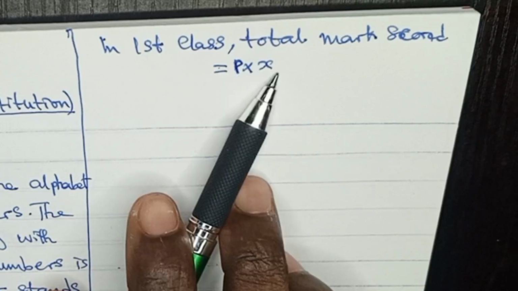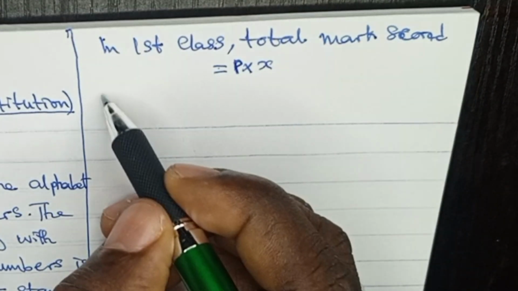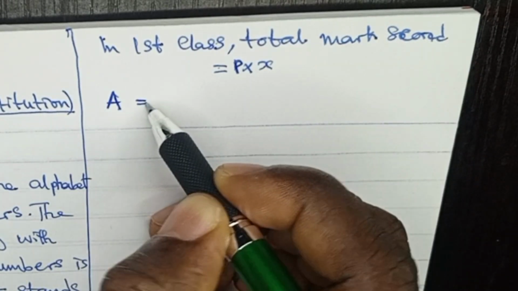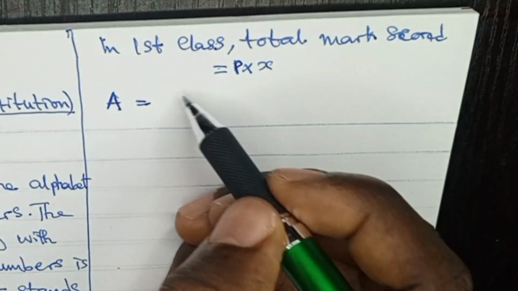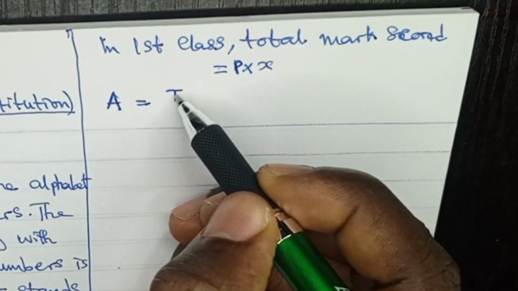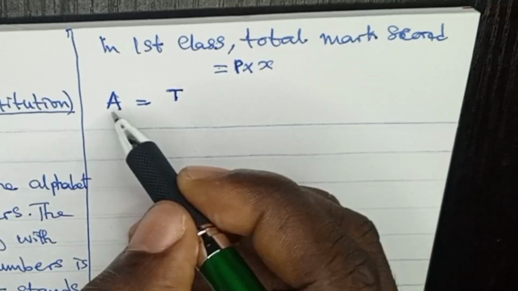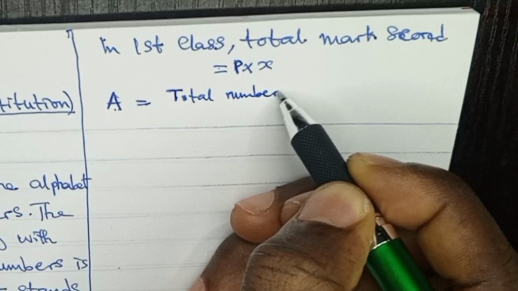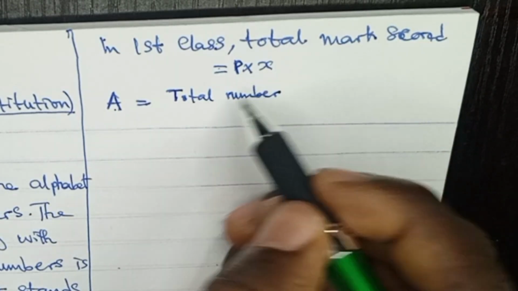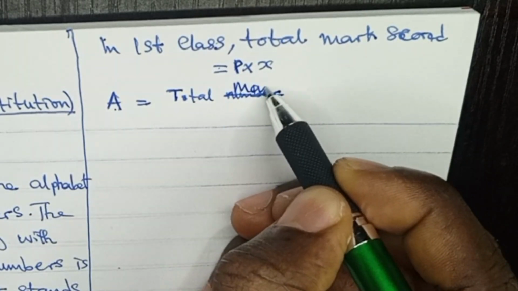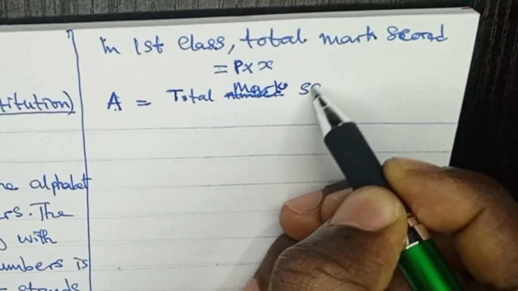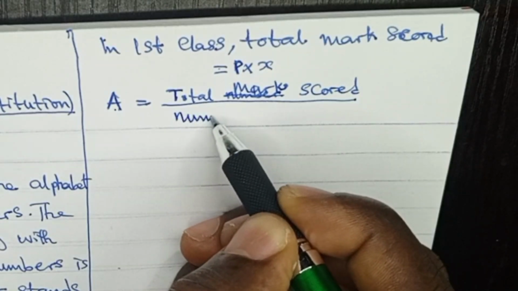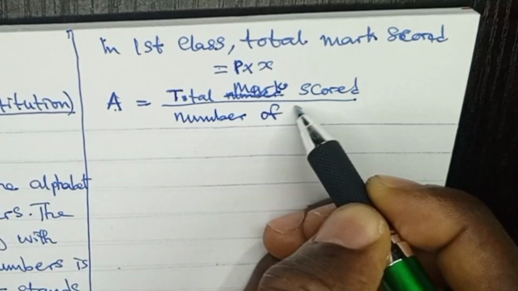Now, how do we get p times x? So let's explain. Our formula is telling us average is equal to total marks scored all over number of students.